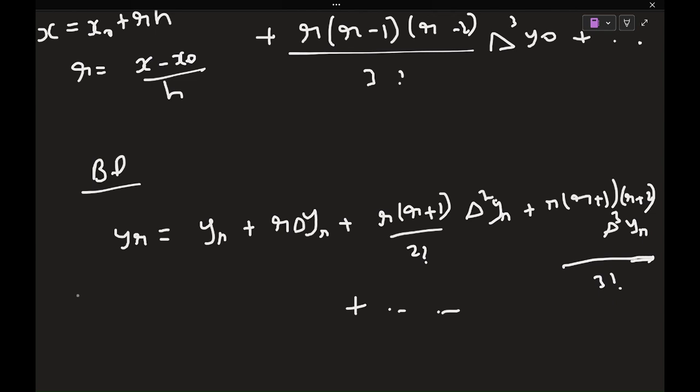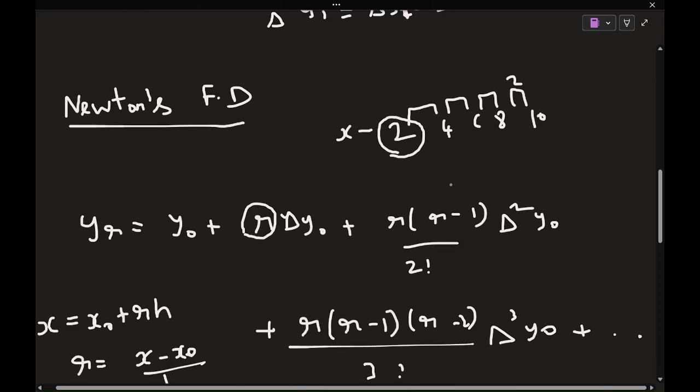Now here also you have a different way for r. r is given by x minus xn upon h, instead of x naught, where xn will be your last term of x. Now if I assume here x has 5 terms, xn is 10.